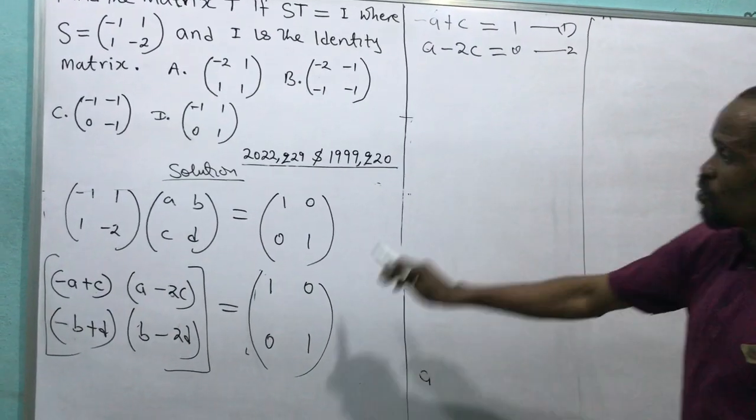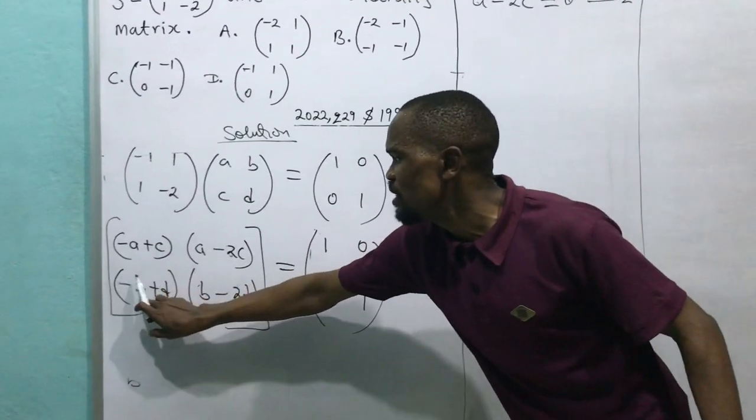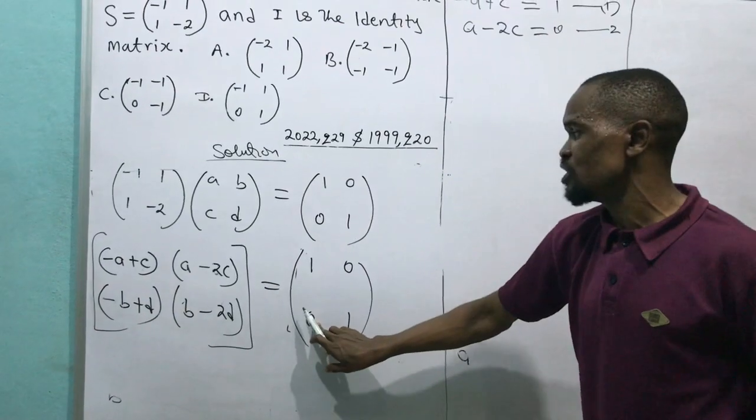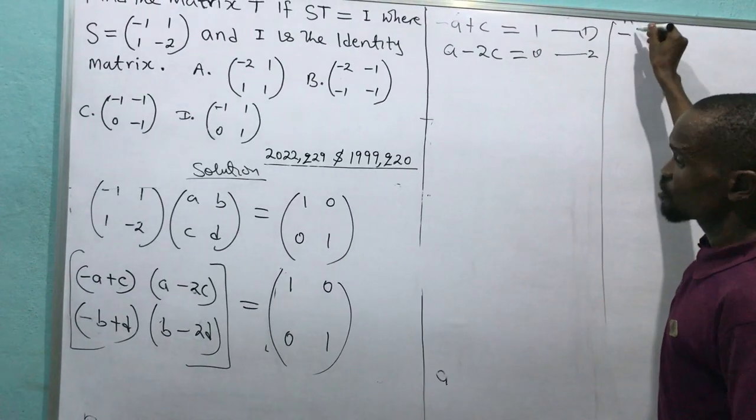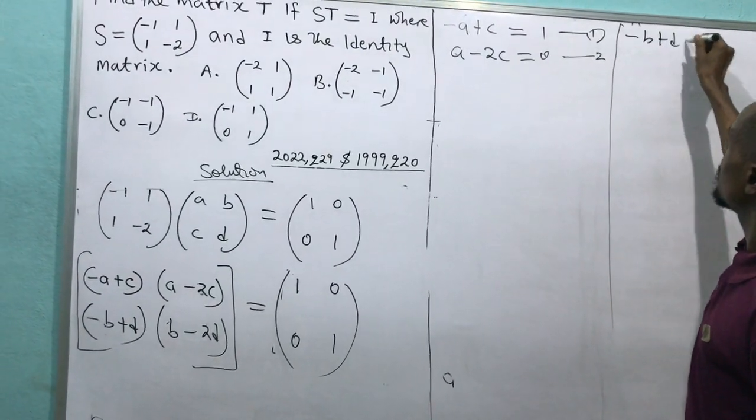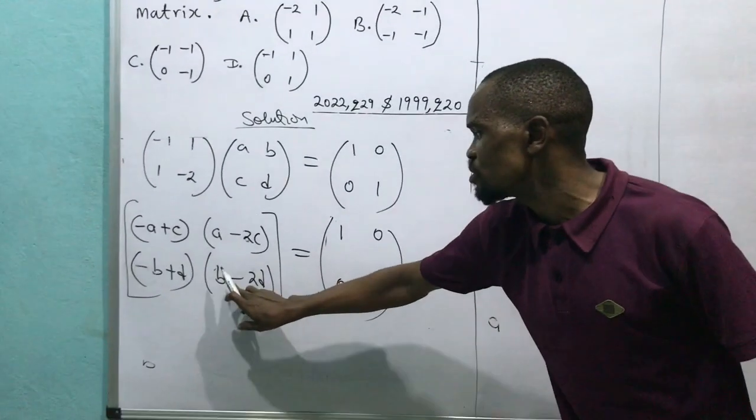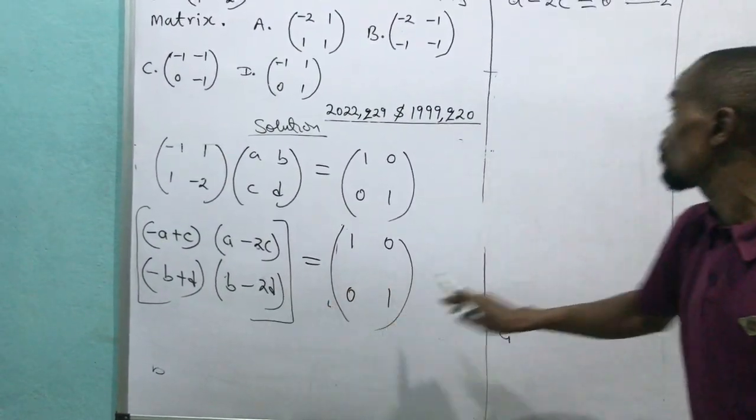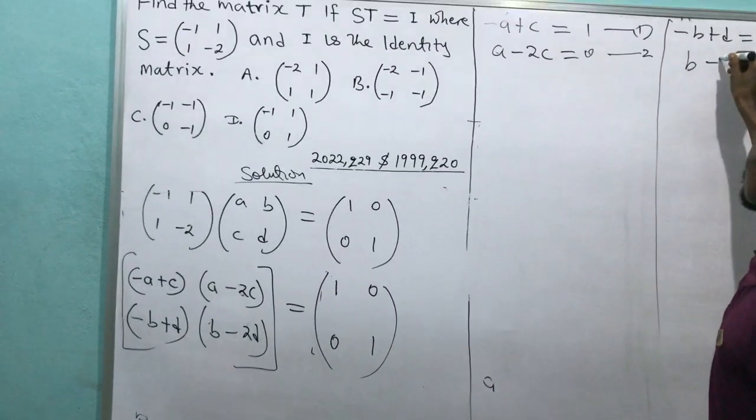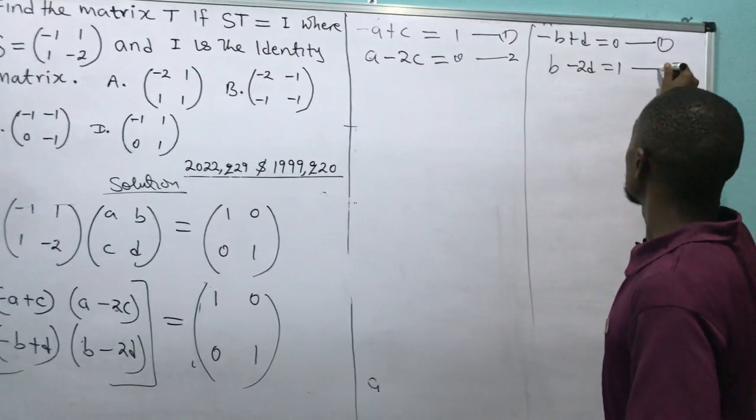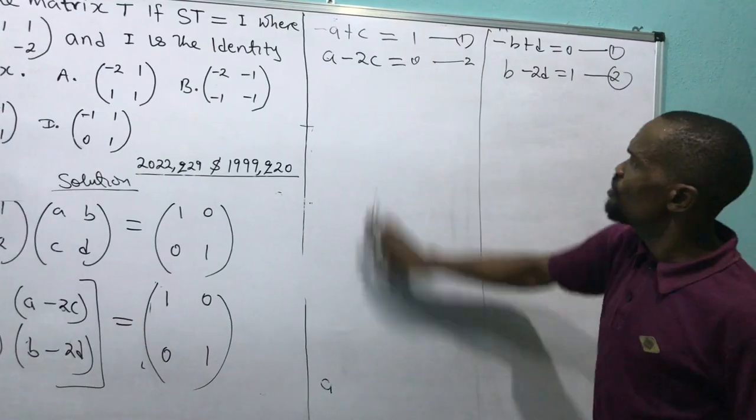I come for the second one. I will now say minus B plus D is equal to 0, equation 1. And I will have minus B minus 2D is equal to 1. I have B minus 2D is equal to 1, equation 2. I will solve this and I will solve this.